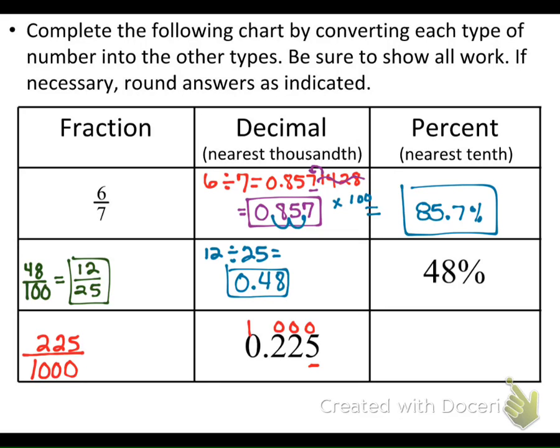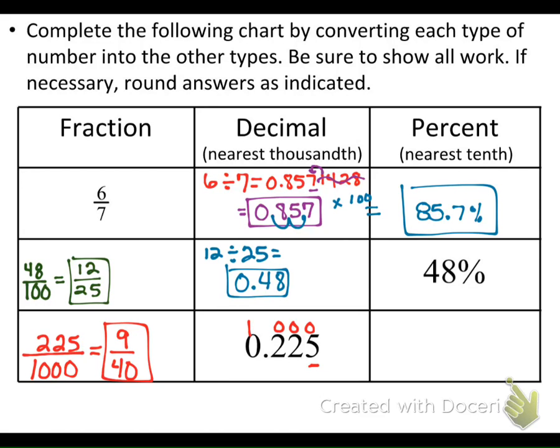I know I'm not done with this because I need to reduce. 225 over 1,000 in simplest form is what? 9 over 40. Kalon's checking it. You're dividing. What you're going to do, you're going to take 225, ABC button. There you go. Oh, that's smooth. 9 over 40.